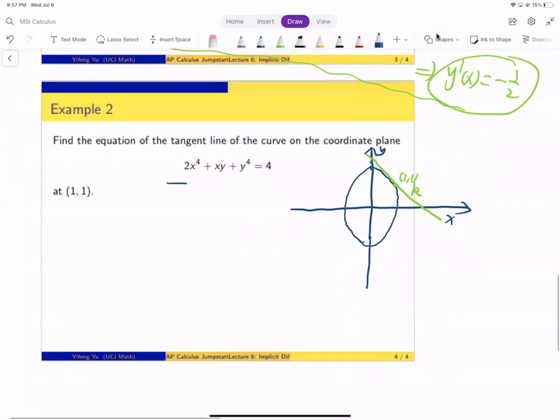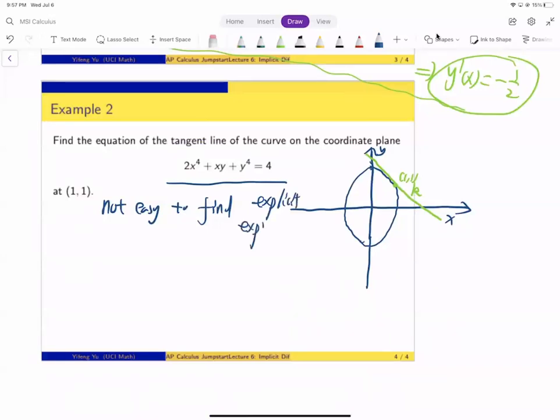Here again, we have a graph given by a more complicated equation. For this equation, there's no way I can really write out y explicitly. It's definitely not easy to find an explicit expression, so we just go with the implicit one. Again, we are looking at the point (1, 1), and we want to find the slope.